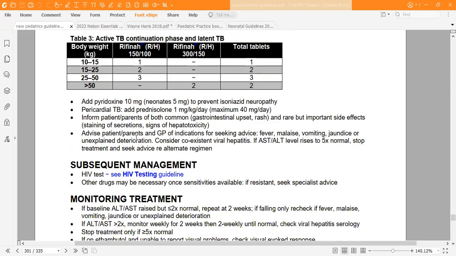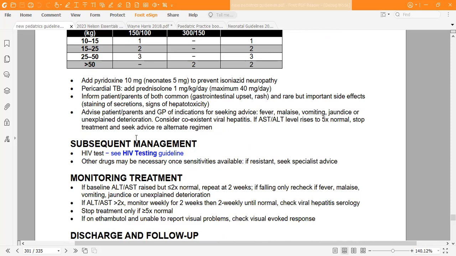Okay, let's move on. Here we have to add pyridoxine 10 milligram, and for neonates 5 milligram, to prevent isoniazid neuropathy. So this is very important. For children and newborn babies, we have to add pyridoxine 10 milligram. For neonates, we give 5 milligram. That's to prevent the isoniazid side effect of neuropathy.